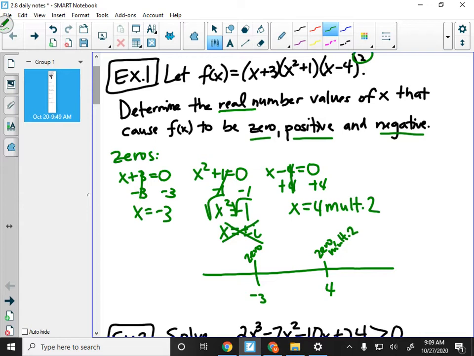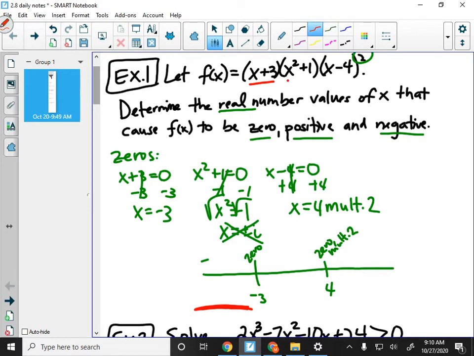Then what I want to do to finish this, I'm going to look at the signs. What I mean by look at the signs is pick a number somewhere over here, meaning pick a number that is less than negative 3. So let's say negative 4. And I'm going to go back to my original function. If I put a negative 4 in this first piece, negative 4 plus 3 is negative 1, I get a negative answer back. So I'm going to put a negative sign to show that in that first piece I get a negative.